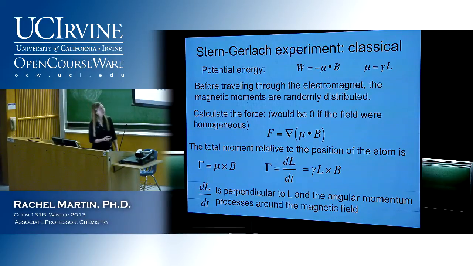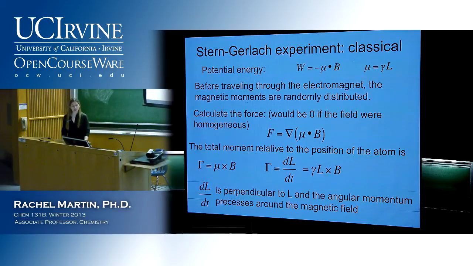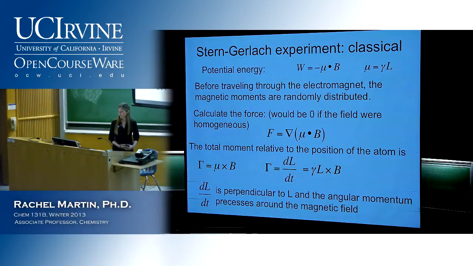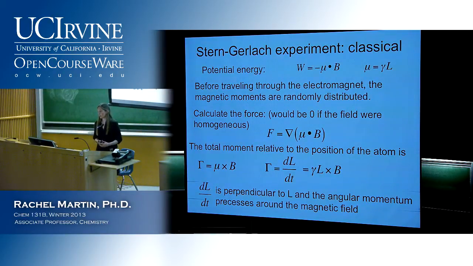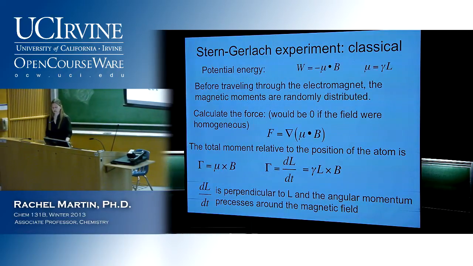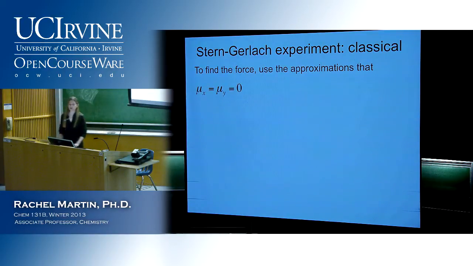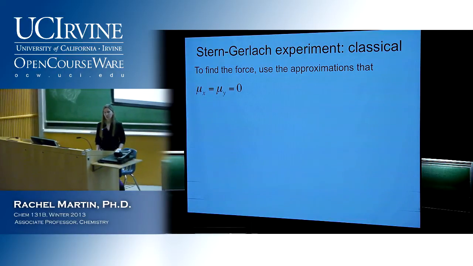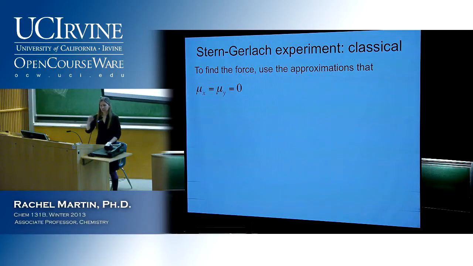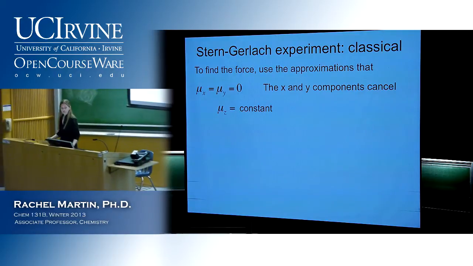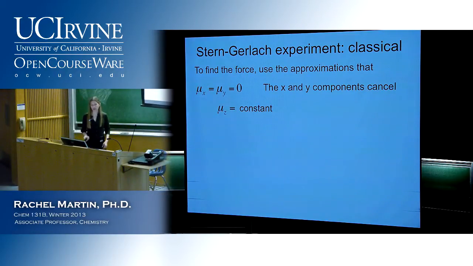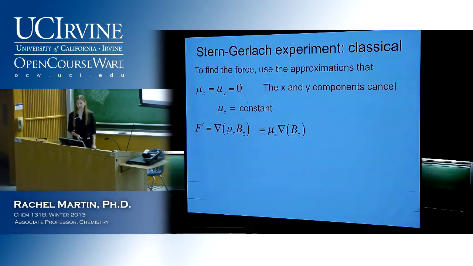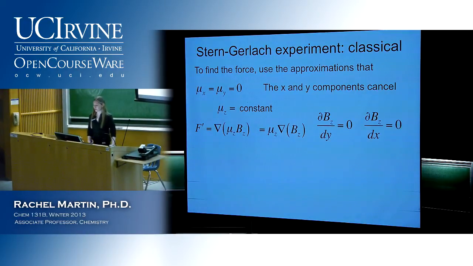And so here, what's gamma? That's the gyromagnetic ratio, in this case, of the electron. And so what we see is that dL/dt is perpendicular to L, and the angular momentum of this atom is precessing around the magnetic field. And so to find the force, we're going to use some approximations. So we're going to say that mu x and mu y are 0. So this thing is precessing around the magnetic field, which we're going to call z. And so the x and y components cancel each other out. And mu z is basically constant, because we're precessing around the main magnetic field. And so our force is just going in the z direction. And so when we go to take the gradient, we know that the partial derivatives with respect to x and y are 0.